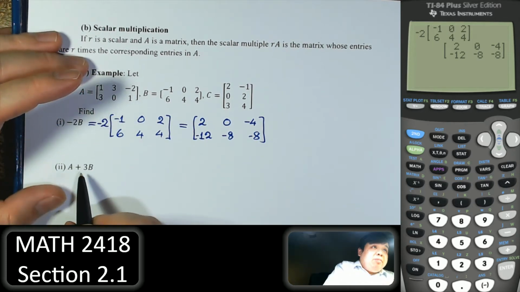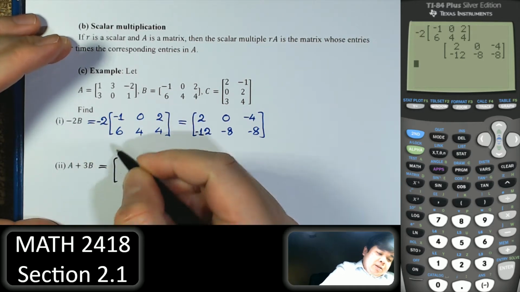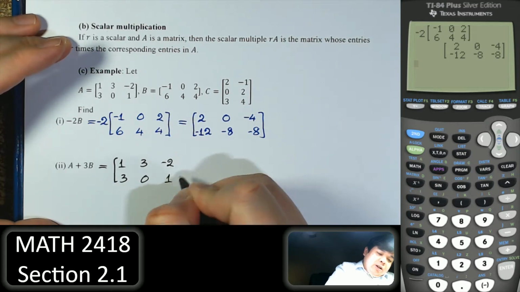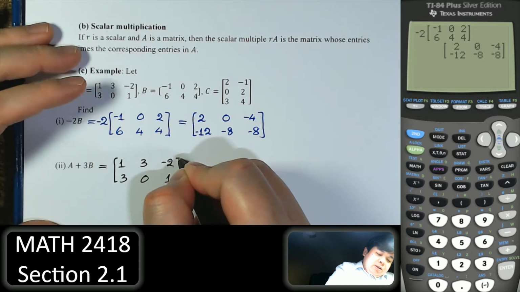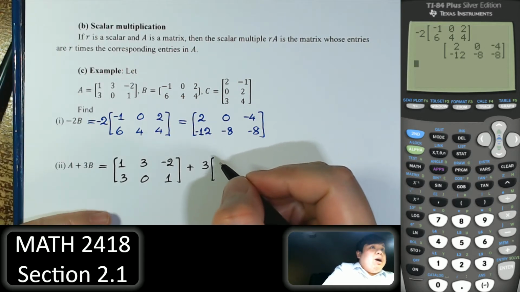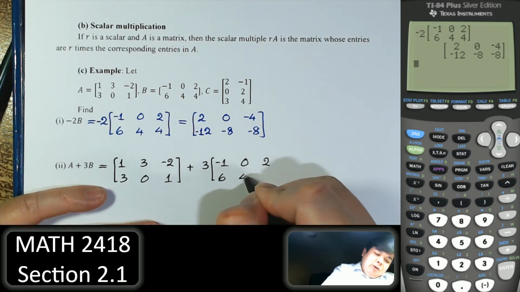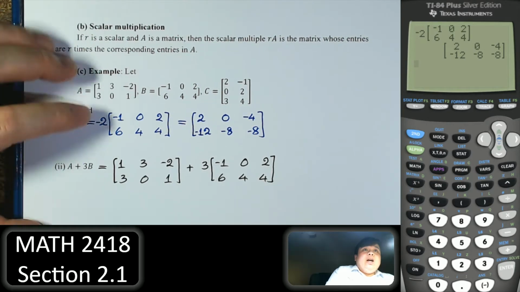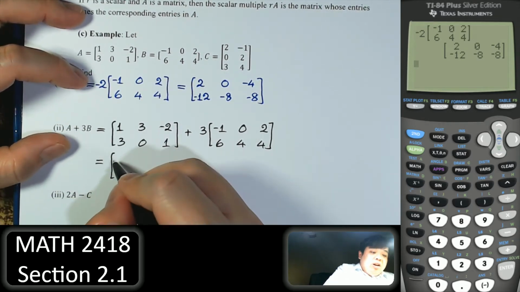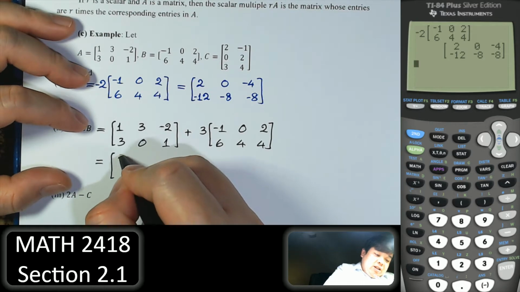Next we have A plus 3B. Just switch to a different color here. The matrix A, 1, 3, negative 2, 3, 0, and 1, plus 3 times the matrix B, negative 1, 0, 2, 6, 4, and 4. Right, so just like normal order of operations, multiply and divide first, but in matrices there's no division, so just multiply and then add or subtract.